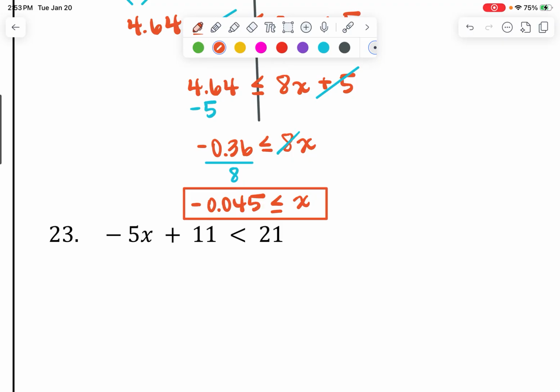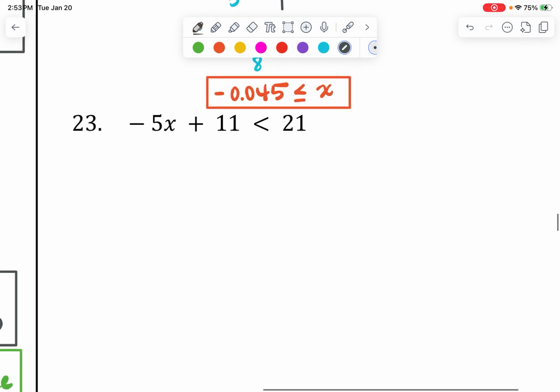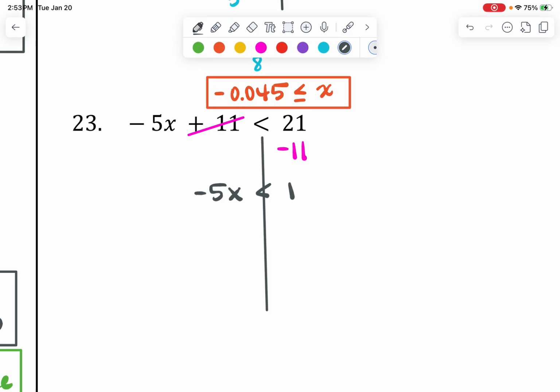All right, number 23 is a nice, easy 2-stepper, right? There are no parentheses, there are no like terms, all your x's are already on the left, so who doesn't love that? So I know all I need to do is get rid of this 11 adder. He's going to become a subtractor when we move him over, which is going to give us 10. And then, of course, my -5 multiplier is going to become a -5 divider.